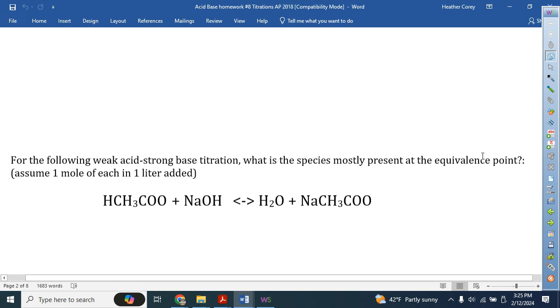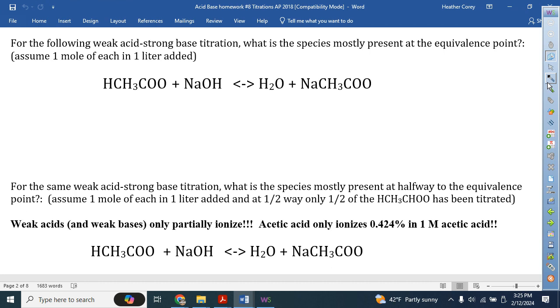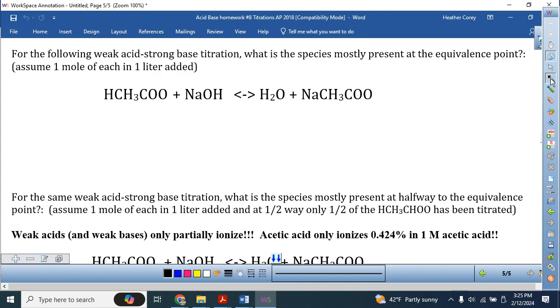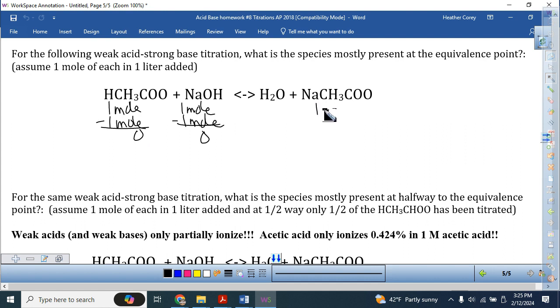Okay, so this is an example of a weak acid, strong base. And so if I'm given a mole of this and I'm given a mole of this, our limiting mole is 1. So these are completely reacted with each other at the equivalence point. And then we have 1 mole of our sodium acetate formed.